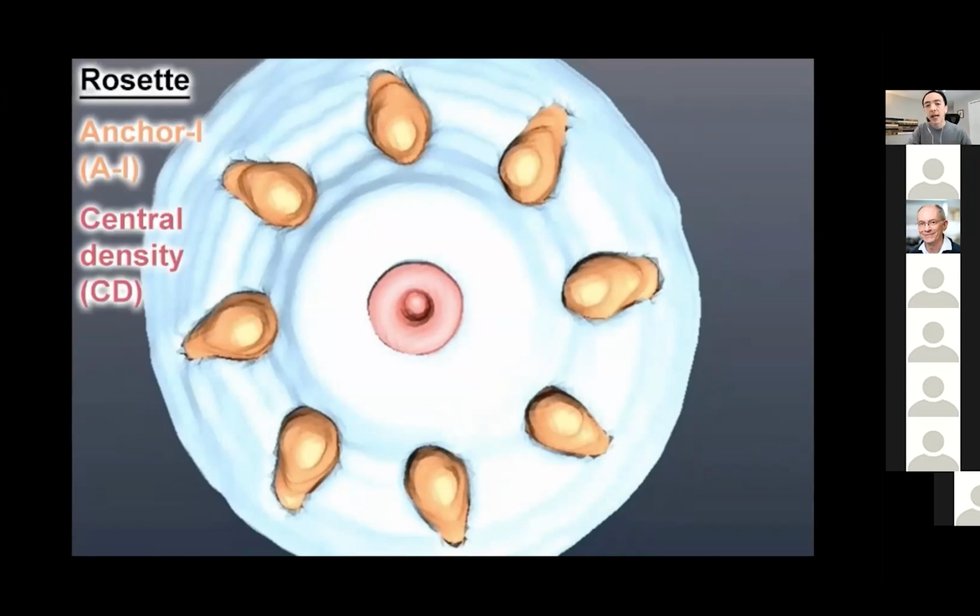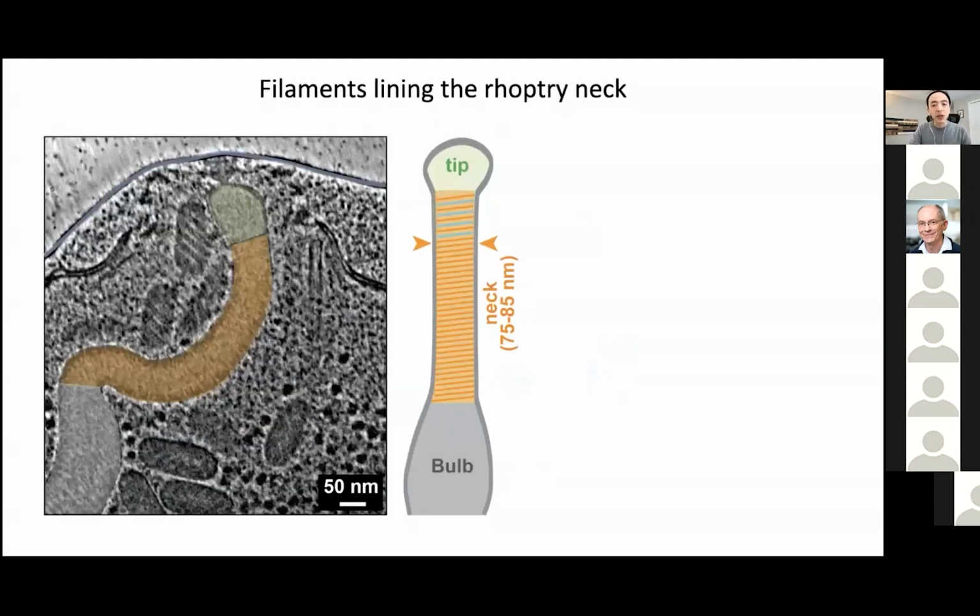Okay. And additionally, we also look into the lumen of the rhoptry organelle. Inside our tomogram, based on the morphology of the rhoptry, we were able to clearly define where is the bulb, the larger bulb, and where is the rhoptry neck based on the defined thickness. And there is another slightly larger empty place called tip.